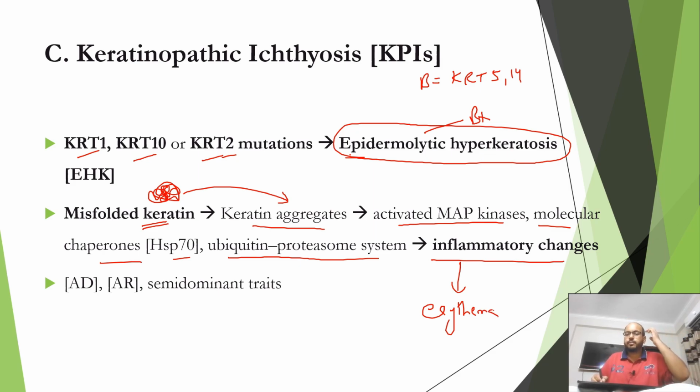So a protein which was supposed to form properly does not get formed properly and is misfolded. In order to take care of that misfolded protein, a lot of problems start happening in the cell, and there is inflammation which leads to erythema. So now we can understand why keratin mutation leads to scales and erythema. Now it can be autosomal dominant, autosomal recessive, or even semi-dominant. Okay, that is why it is separate from autosomal recessive congenital ichthyosis. Let's move forward.